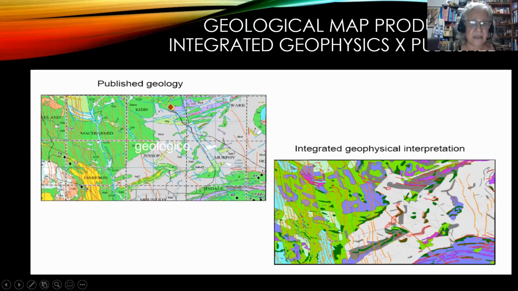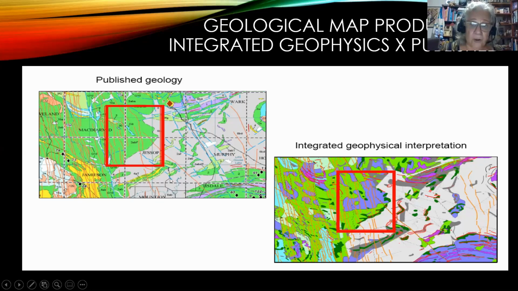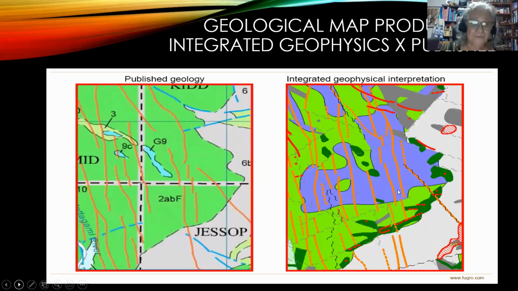So this was the published geology for the area, and now with all this data, they came up with an integrated geophysical interpretation, but this can be mimicked in other places, and that's the idea in reality: to put all your data together. This is a detail to see how much this has added to the understanding of the site.